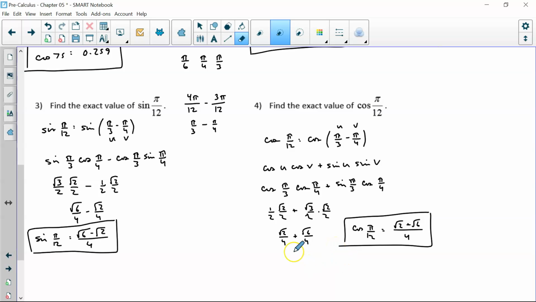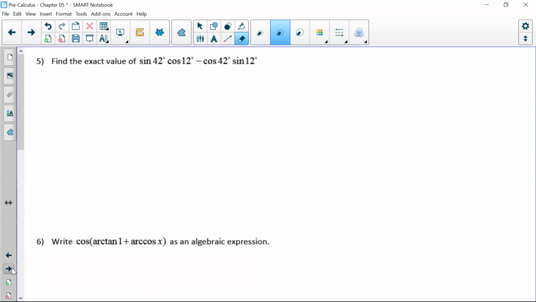Let's go to the next page. Now, in the next one, we're kind of working backwards. We have the sine of u, cosine of v, minus the cosine of u, sine v, where u is the 42 and v is the 12. We're going backwards to say, all right, which one of our sum and difference formulas is sine u cosine v minus cosine u sine v?